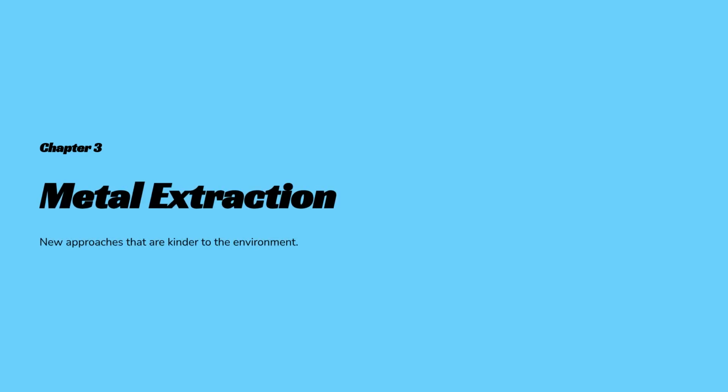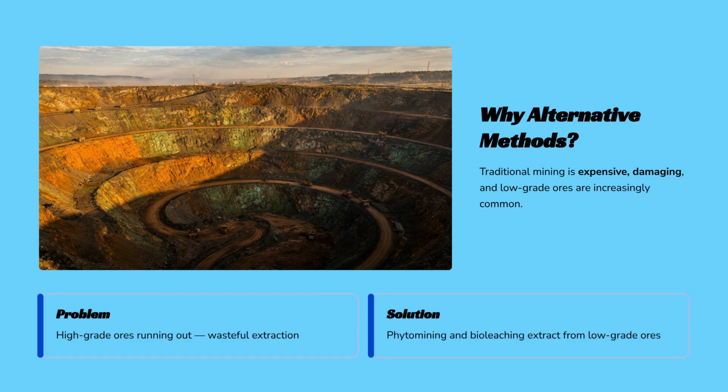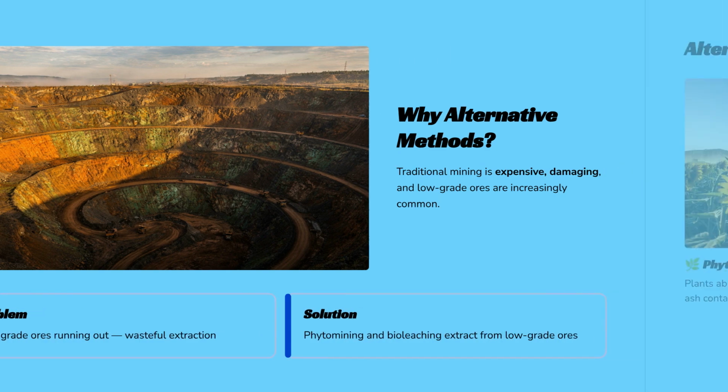Chapter 3 covers metal extraction and new approaches that are kinder to the environment. Alternative methods are needed because traditional mining is expensive, damaging, and high-grade ores are depleting. The solution is phytomining and bioleaching, which can extract metals from low-grade ores.